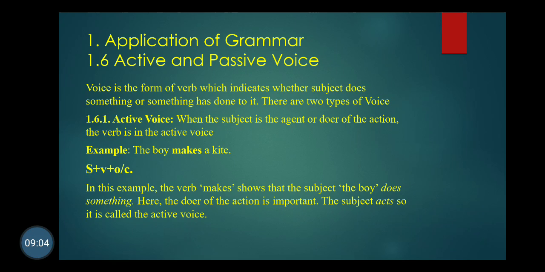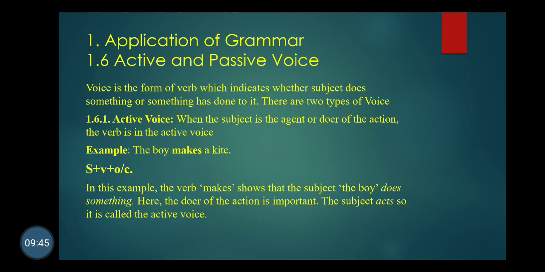Have you got it? I repeat it. What is voice? Basically it is a form of verb which denotes whether the action is done by the subject or by the object. In active voice, subject is important, subject performs the action, subject is doing the action, that's why it is called active voice. Structure: simple verb, subject plus verb plus object or complement. Use it when we want to highlight, give importance, or emphasize the subject, then it is called active voice.